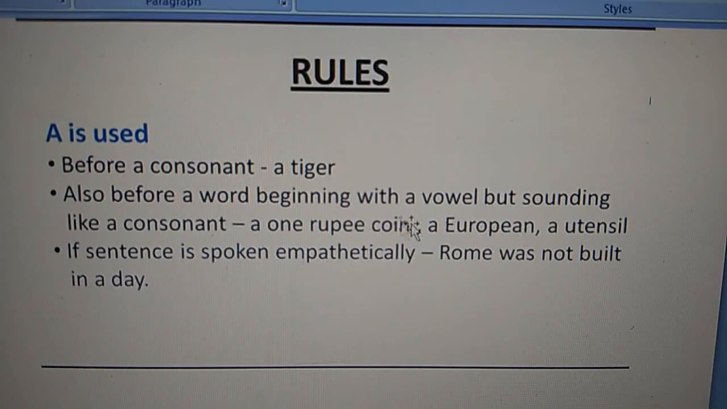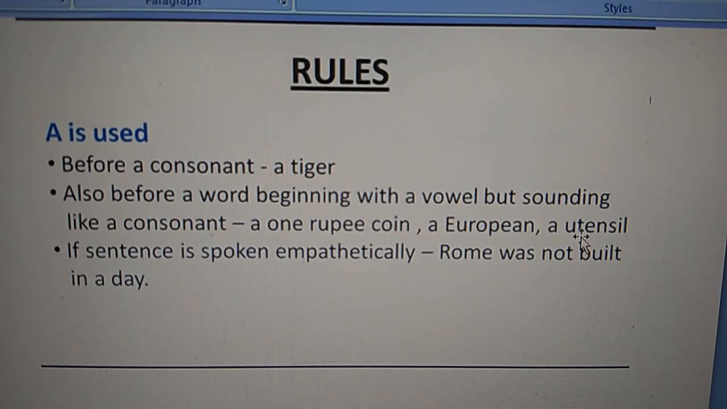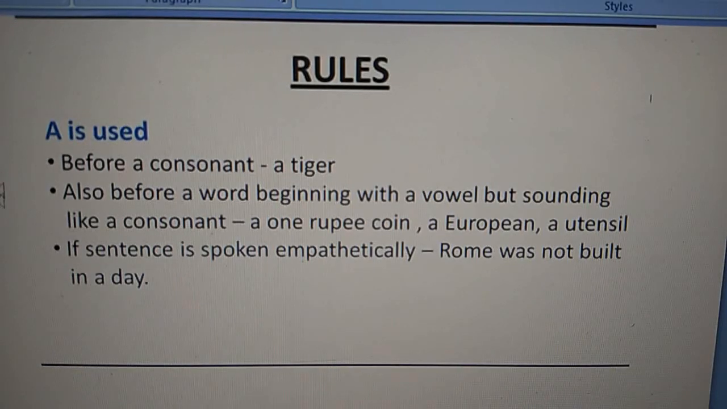It is starting with E. But the sound is 'yoo'. So therefore we are using a European. Next word is utensil. Again the sound is 'yoo' but the letter is U. So here you have to conclude that we are not going to see the alphabet but we are going to see the sound of the alphabet. Now look at the next sentence. If the sentence is spoken emphatically, Rome was not built in a day. I hope this is clear to you.